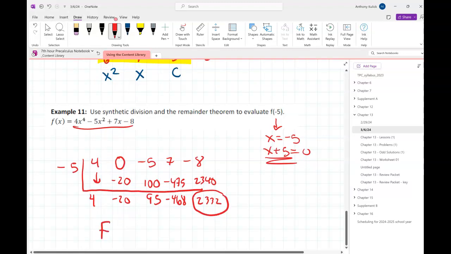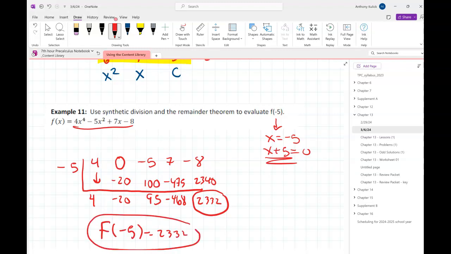That's what we want. So f of negative 5 is equal to 2332. And that was probably going to be easier than trying to plug negative 5 in up here and evaluate that by hand, right? Negative 5 to the fourth times 4, yuckarooskies. I'm not too interested in that. I mean, I can mental math it out, but I'm a math teacher, right? If you try to mental math it out, it's a tough one.